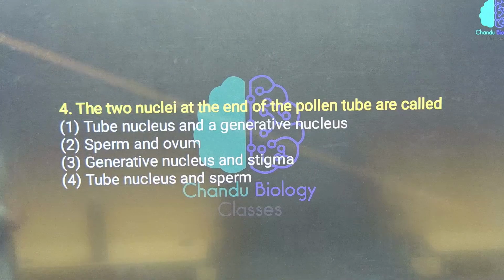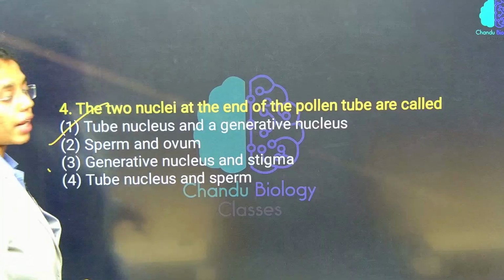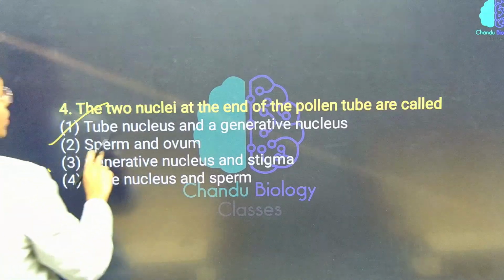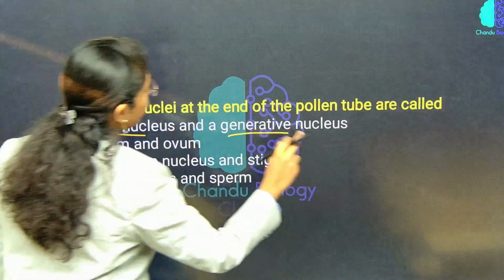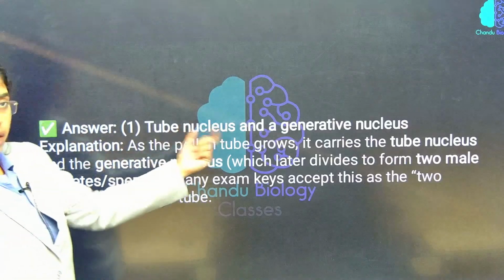The 2 nuclei at the end of pollen tube are known as what? Easy question. The nuclei are known as tube nucleus and generative nucleus. These are the 2 nuclei which are formed at the end of pollen tube. Look into the theory also. Tube nucleus and generative nucleus.